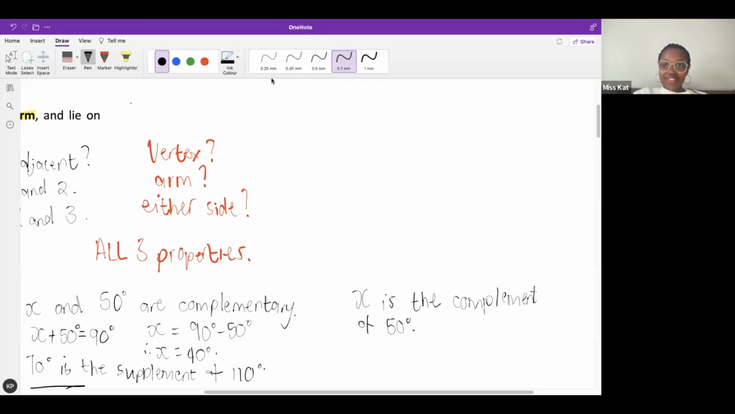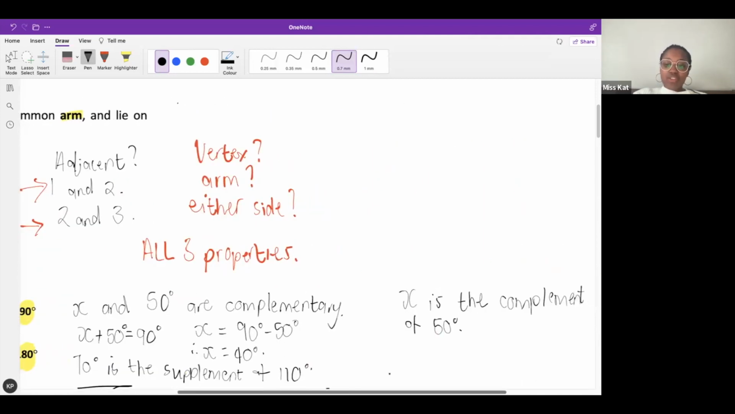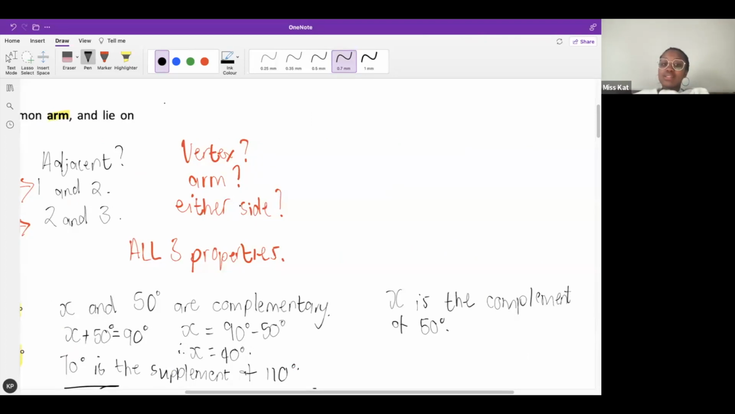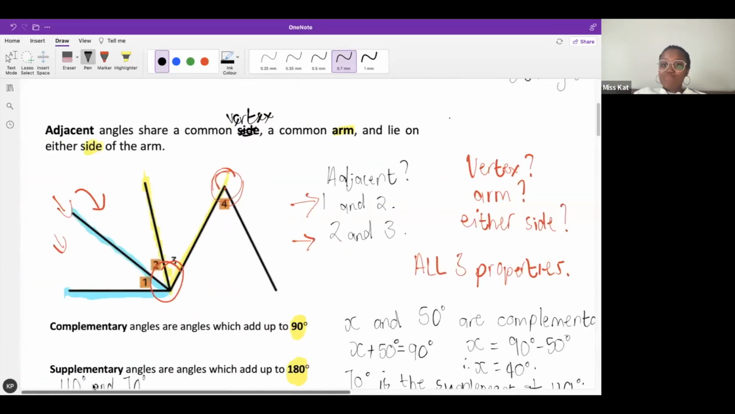Okay, Tando. Supplementary angles add up to 180 degrees. So 70 and 110 are supplementary angles. If I ask you what is the supplement of 70, you have to know that it's going to be 110 degrees because they have to add up to 180 degrees. So let's see if we understand. Oh, okay, we do. Thank you, ma'am. Okay, we're good.